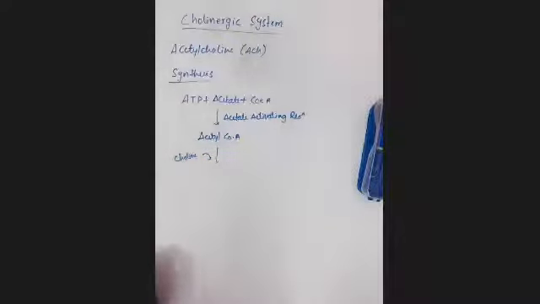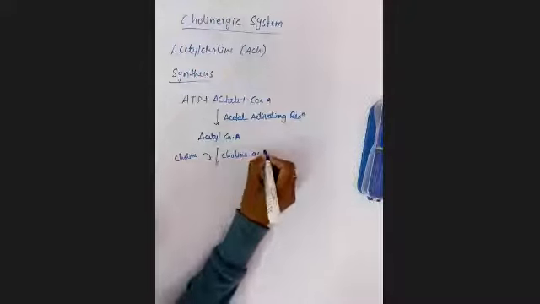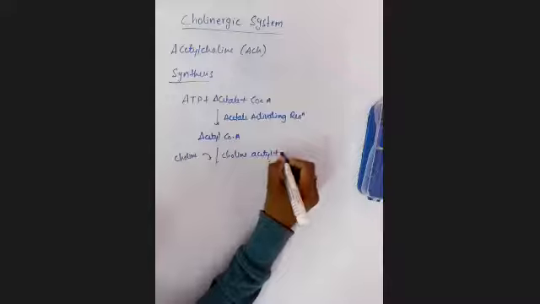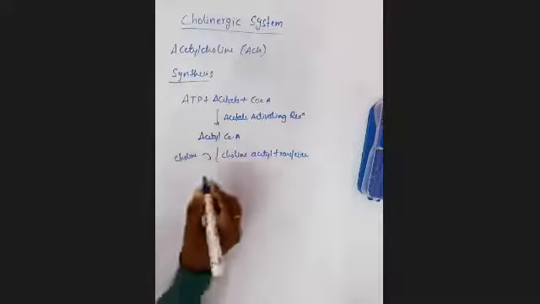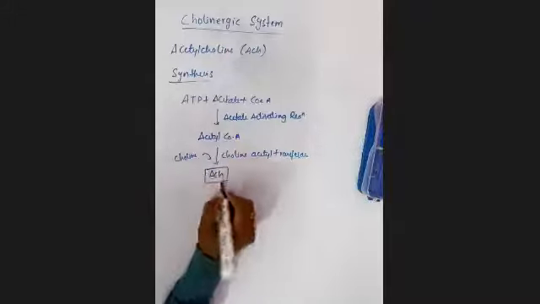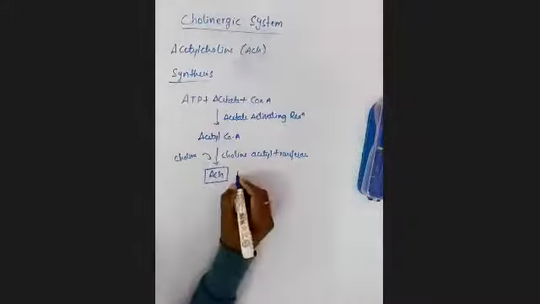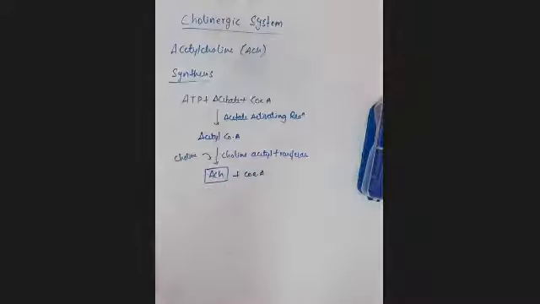Okay, this acetyl coenzyme A, in the presence of choline and choline acetyl transferase, finally produces our neurotransmitter, that is acetylcholine. Clear? And the coenzyme A is released. Okay, this is how acetylcholine is synthesized inside our body.